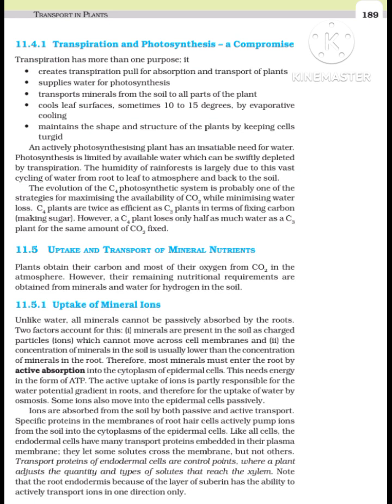Plants obtain their carbon and most of their oxygen from CO2 in the atmosphere. However, their remaining nutritional requirements are obtained from water and minerals in the soil.